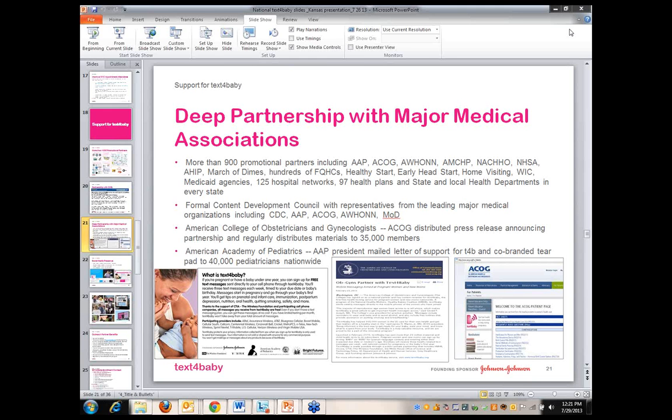Nationally, we have a lot of support. AAP and ACOG and AMCHIP send out information to their affiliates all over the U.S. And then we try to go even further down, and I'm trying to connect with a number of our state affiliates with these major medical associations. So again, just another idea to keep in mind that if you have any connections to any of these state chapters or affiliates, it's really advantageous to include them in the work that you're going to be doing.